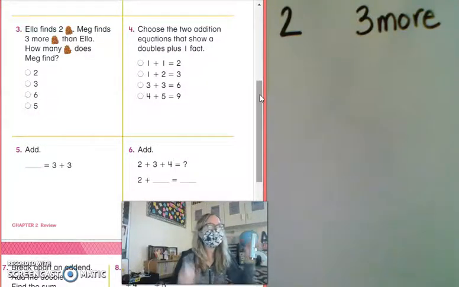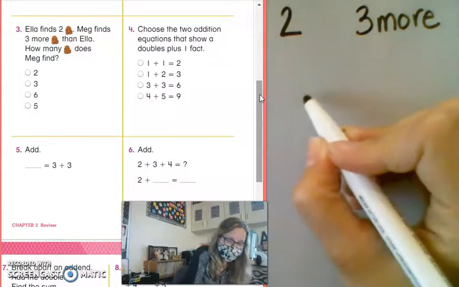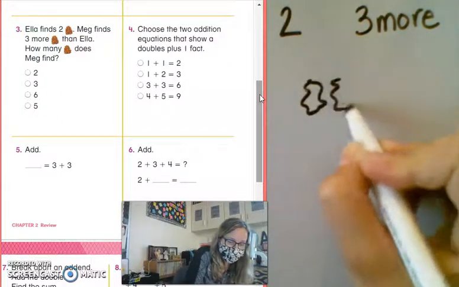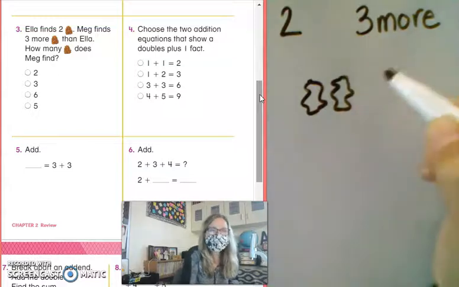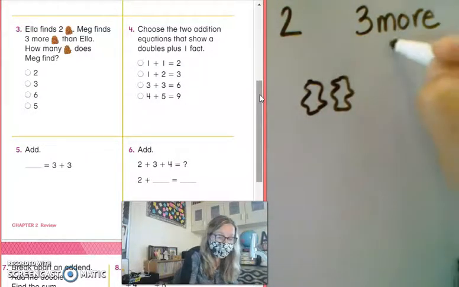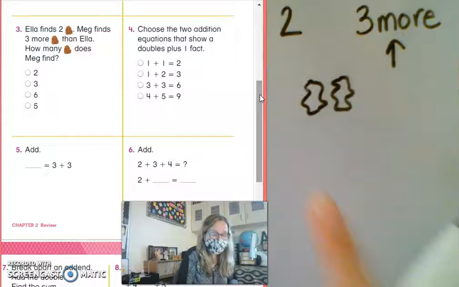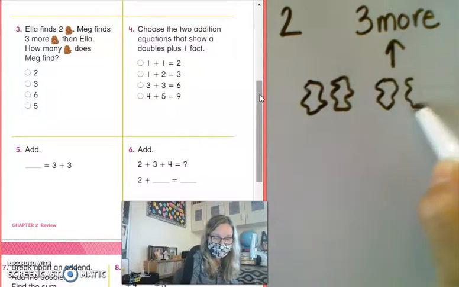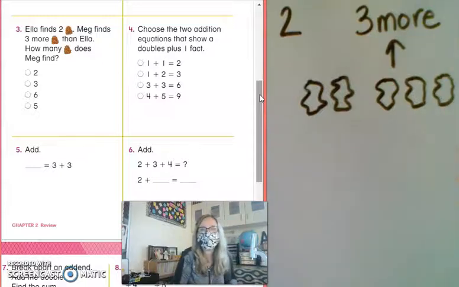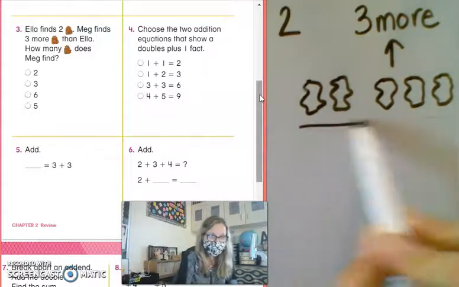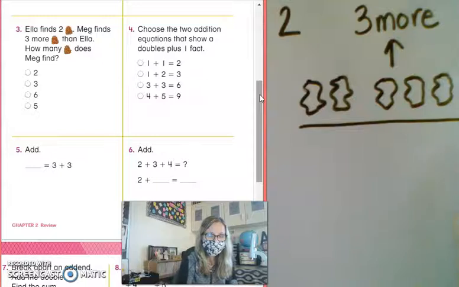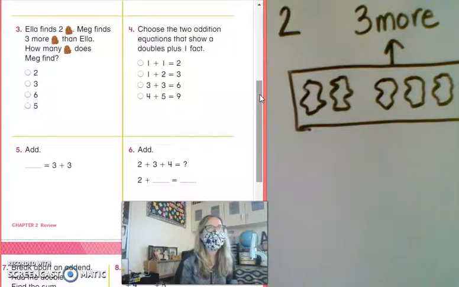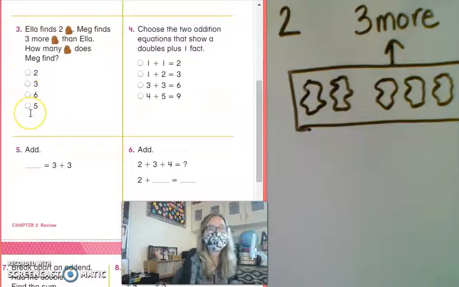So we got to remember, ask yourself, what do I know? I know Ella has 1, 2 pine cones. And I know that Meg has 3 more than that. So if I take Ella's 2 and I draw 1, 2, 3 more pine cones, how many pine cones does Meg find? Emily? 5. So boys and girls, on this page, fill in the number 5.